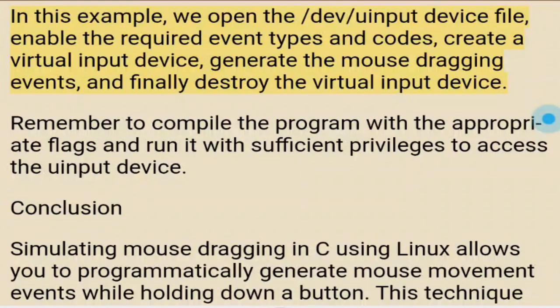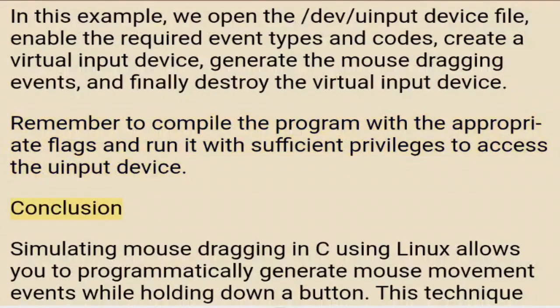In this example, we open the /dev/uinput device file, enable the required event types and codes, create a virtual input device, generate the mouse dragging events, and finally destroy the virtual input device. Remember to compile the program with the appropriate flags and run it with sufficient privileges to access the uinput device.